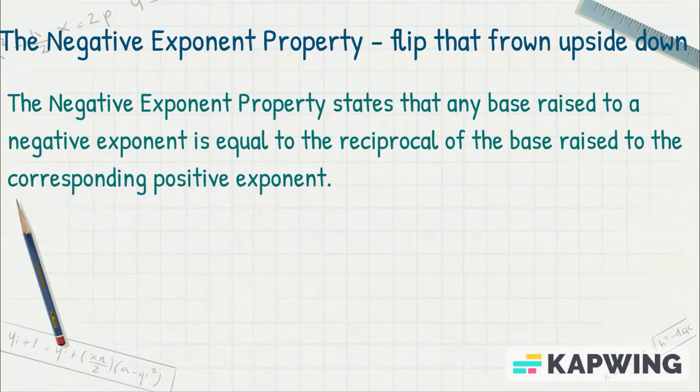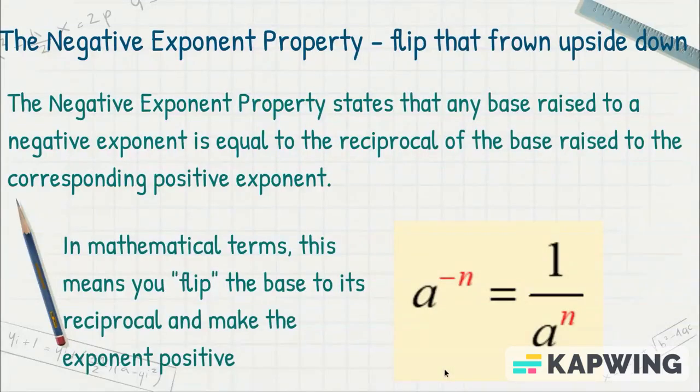Next, let's discuss the negative exponent property. This is the property that states that any base raised to a negative exponent is equal to the reciprocal of the base raised to the corresponding positive exponent. In a mathematical sense, this means you can flip the base to its reciprocal and make the exponent positive. As you can see here, a to the power of negative n becomes 1 over a to the power of n, and our denominator, which is always 1, becomes the numerator.